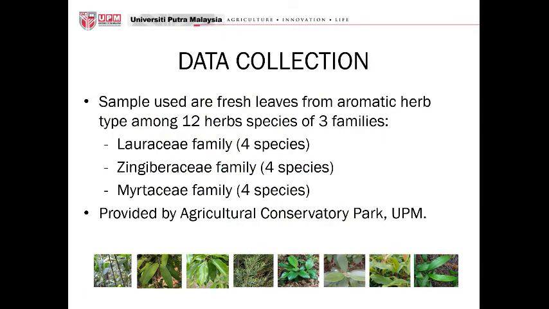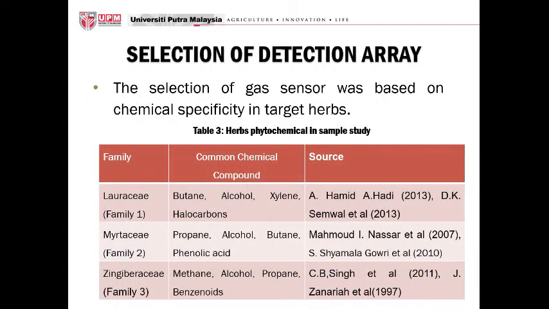Samples are provided by the Agricultural Conservatory. We use 12 herb species from 3 different families. We need fresh leaves or matured leaves because we need a stronger odor for INOS. We use metal oxide semiconductor gas sensors in this project.